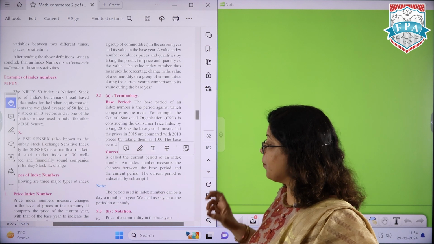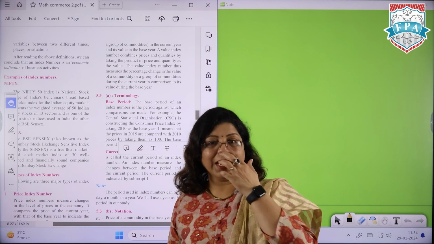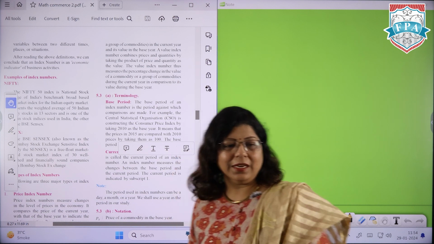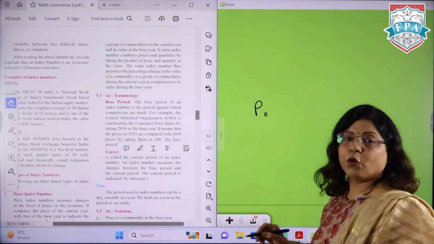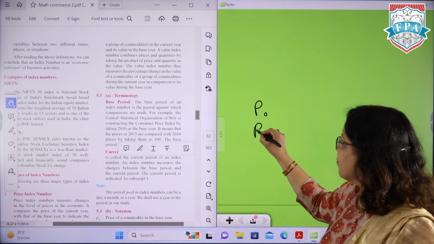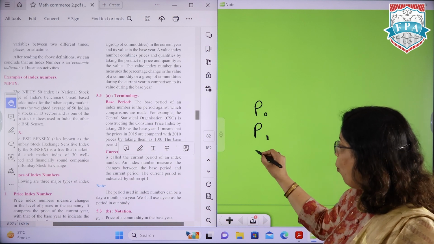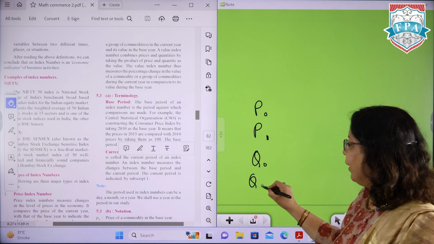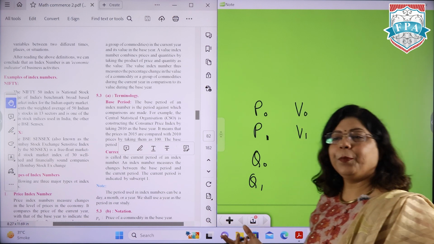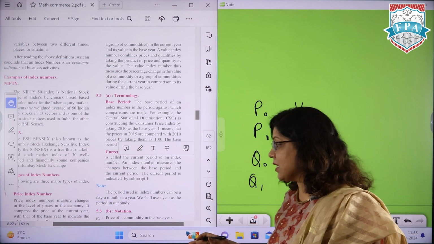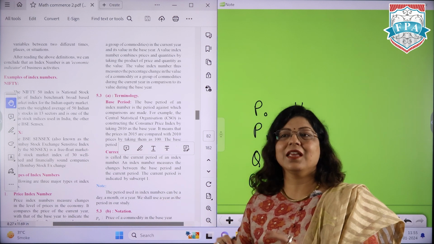The base period we use with the subscript 0. Like if we write price for the base year, we'll write P and then 0 at the end of it. This is the notation. For the current year, we go with the subscript 1, so the current period is 1. If it is for quantity, it will be Q0, Q1. If it's for value, it will be V0, V1. Now the period used can be months, days, or weeks also, but usually in your portion we go with year.